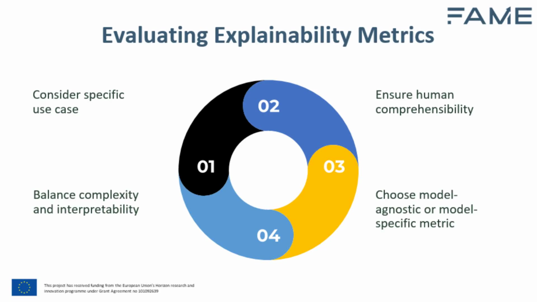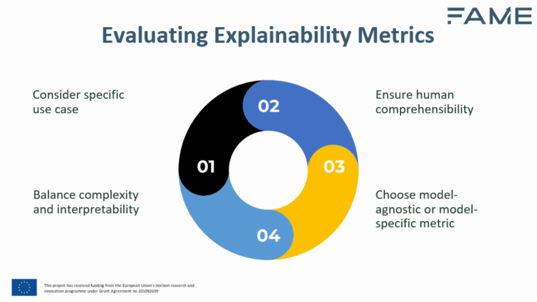When comparing and selecting explainability metrics, consider the following factors. Specific use case. Different metrics may be more suitable for different use cases. Consider the interpretability requirements of your application and select metrics accordingly. Human comprehensibility. The chosen metrics should generate explanations that are understandable to humans, ensuring trust and accountability.